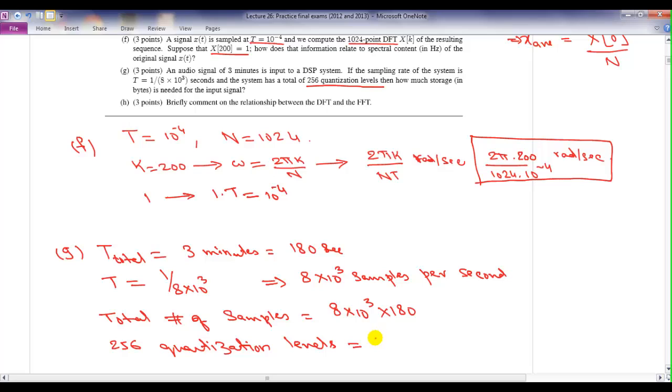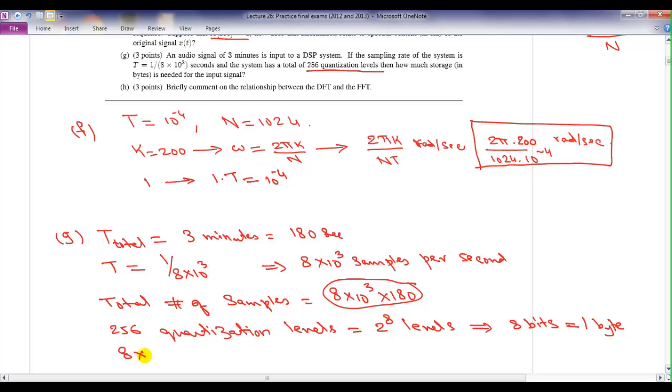That is equal to, you just write it in the power of 2 form, so that's 2 to the 8 levels. This means 8 bits. So you have 256 different values. How many bits do you need? You need 8 bits to represent 256 different values, which is equal to 1 byte. So each sample takes 1 byte, and you have these many samples. So what's your answer? Your answer is 8 into 10 to the 3 into 180 bytes needed for storage.